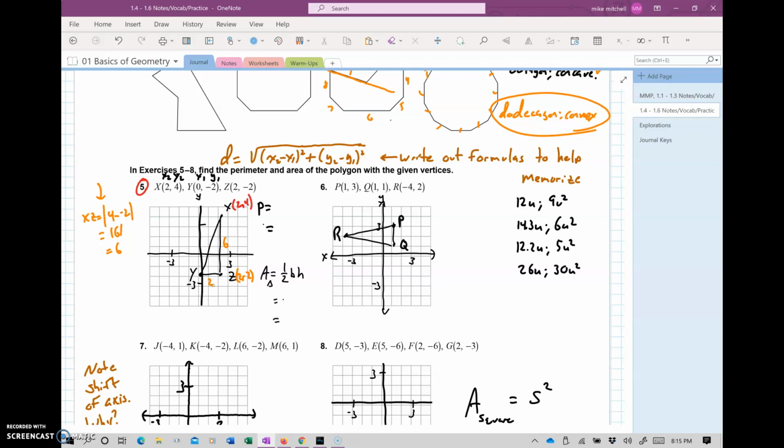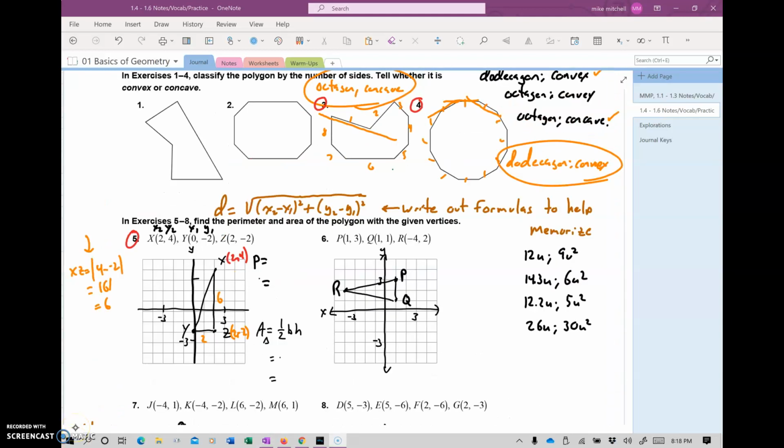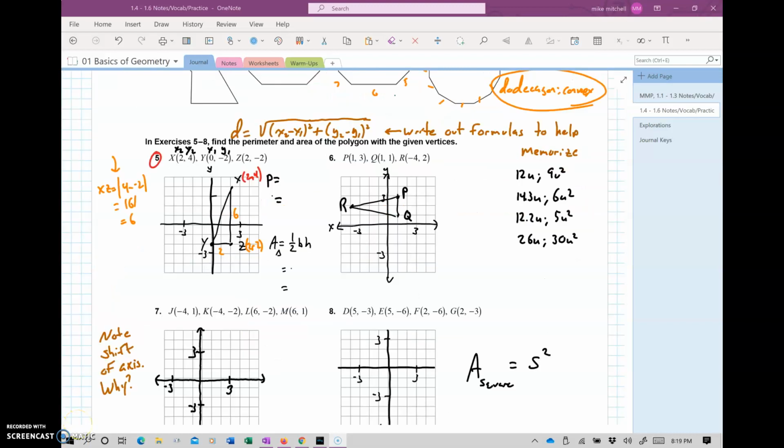Everything looks like it's been slightly moved. So I got my lineups fixed on here. Notice, except I didn't get the vertical lineup fixed. So now to get the perimeter, I need to get this XY segment right here, which is on a diagonal. I can't get it easily like I got the XZ or the YZ. So I'm going to have to use my distance formula.